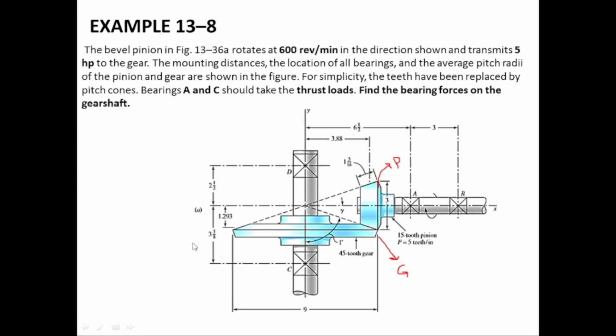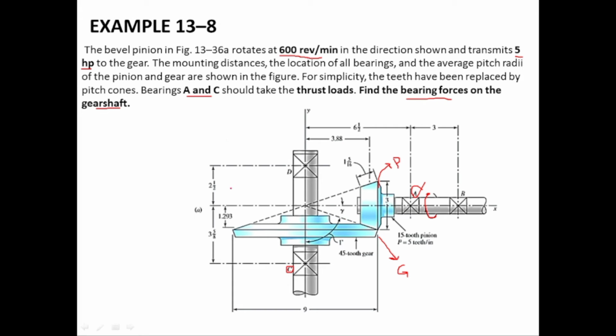Here in this example, the pinion is rotating with 600 rpm. The direction of the pinion rotation is shown. This is how it rotates, and it transmits 5 horsepower to the gear. Bearing A and bearing C, this bearing and this bearing, are actually taking the thrust load or axial load. What we will have to do in this problem is to find the reactions on the gear shaft.